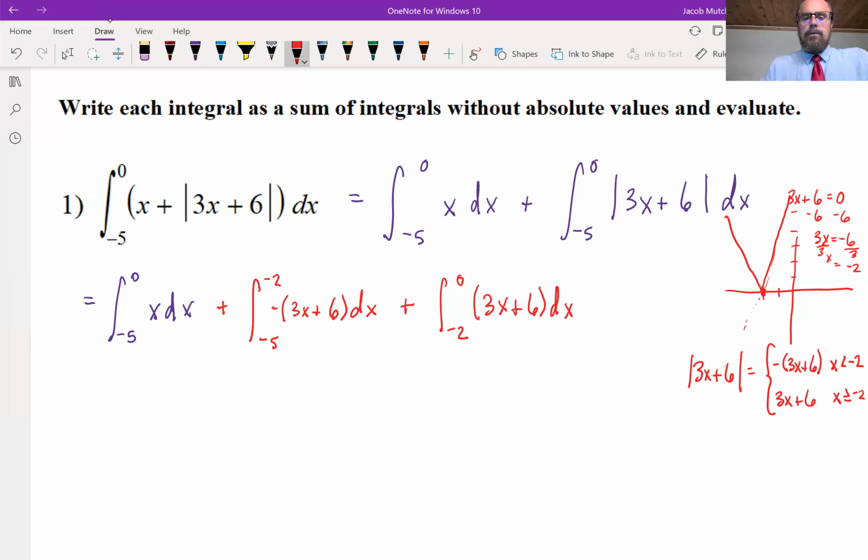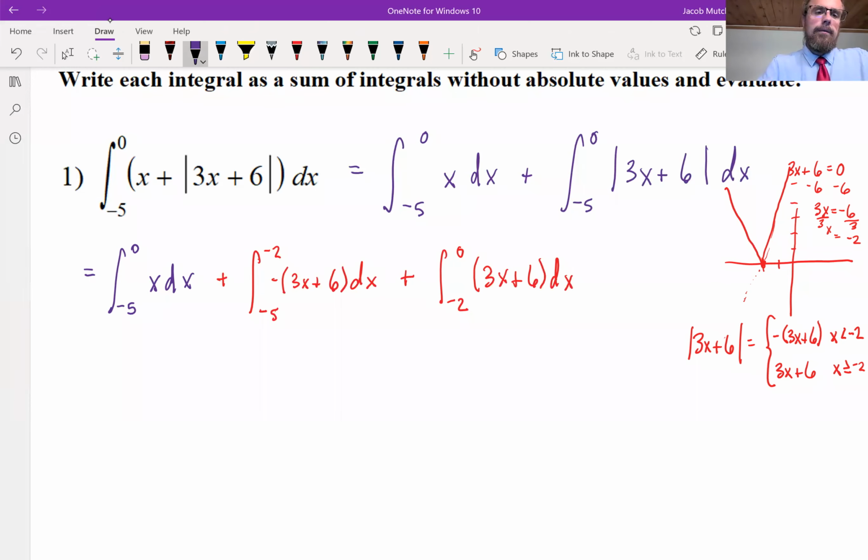And now I can integrate these three separately as usual as definite integrals. So for this first one, the linear parent, that's going to be the antiderivative 1/2 x squared. And we're going to evaluate that from -5 to 0. For the first version of my linear function, the left half of the absolute value, I'm going to evaluate that from -5 to -2.